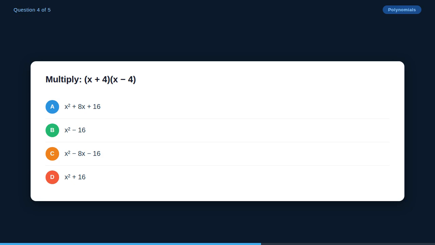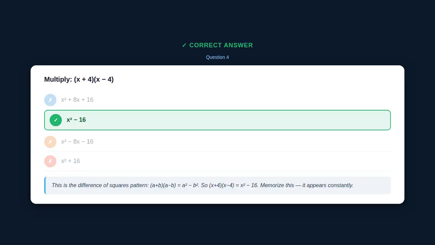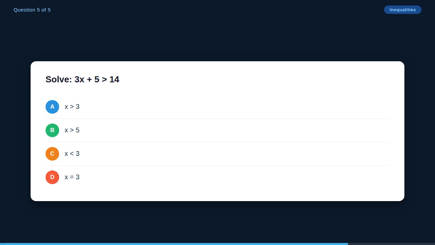Take a moment. The correct answer is B, x superscript 2 minus 16. This is the difference of squares pattern: a plus b times a minus b equals a superscript 2 minus b superscript 2. So x plus 4 times x minus 4 equals x superscript 2 minus 16. Memorize this, it appears constantly.